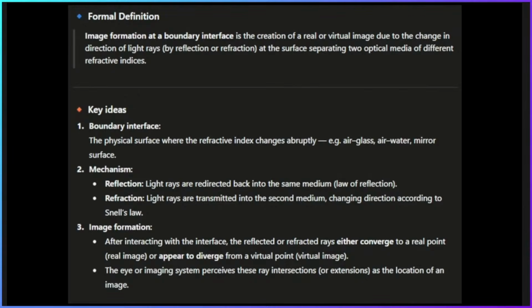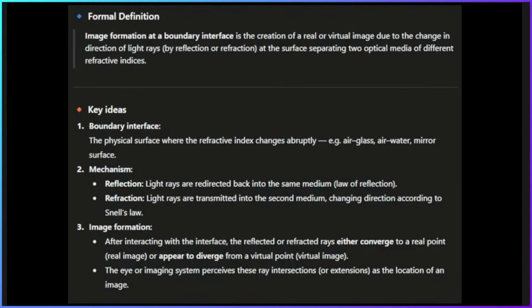That's image formation at the boundary interface, and it's specifically because of the change in direction of light rays. I'll talk more on that, but the boundary interface here is the physical surface where the refractive index changes abruptly, e.g. air to glass, air to water, etc. The keyword here is abruptly.